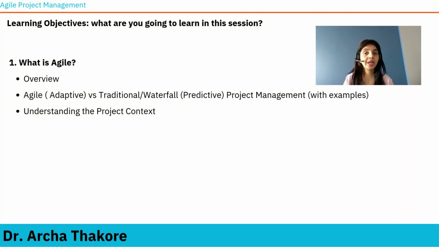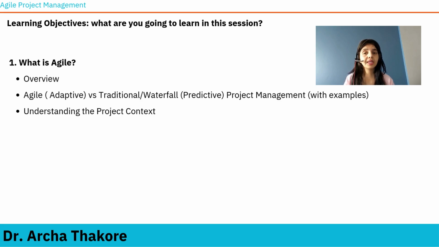Let's first take a look at what we are going to cover in lesson number one. We will understand what is Agile, a very high level but very clear understanding of Agile, an overview. Then we will talk a little bit about Agile as a project management approach versus the traditional project management approach. All these names that you're seeing here, traditional, waterfall, predictive, they are for the traditional project management approach. Agile approaches are also called adaptive. So we will dig a little deeper into it and understand the difference.